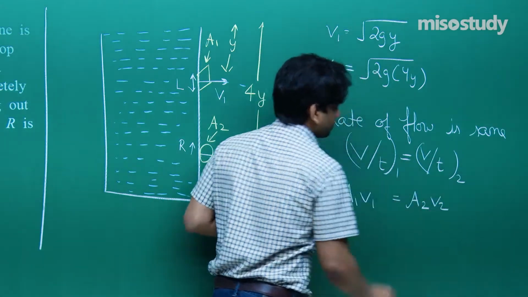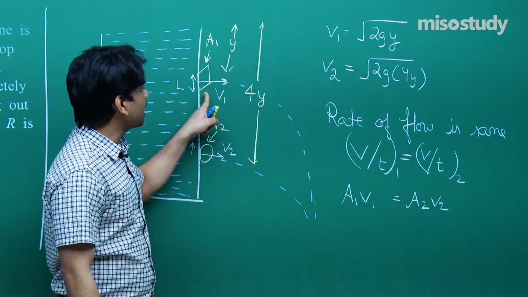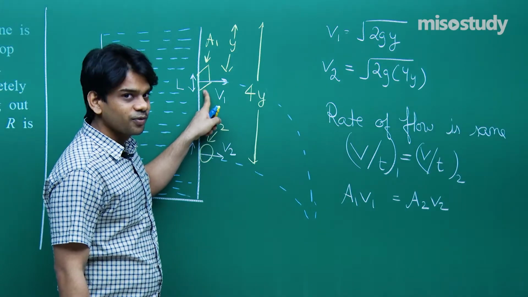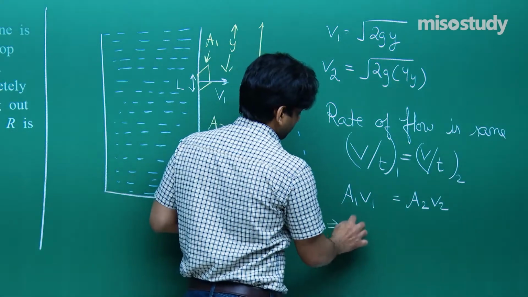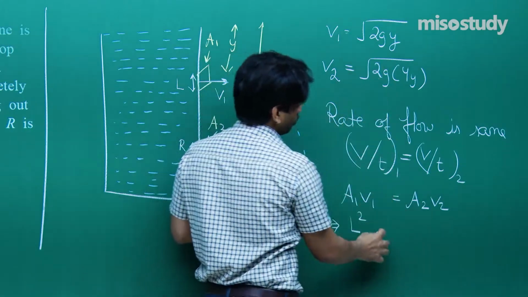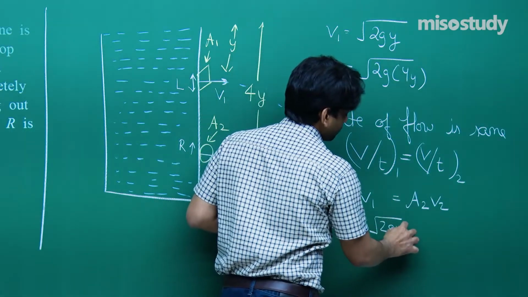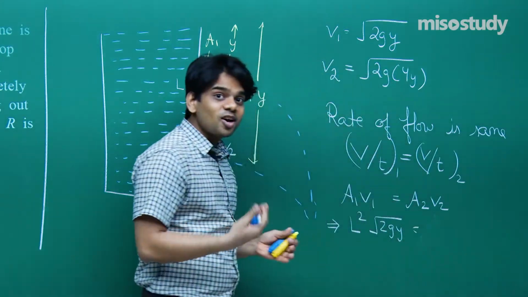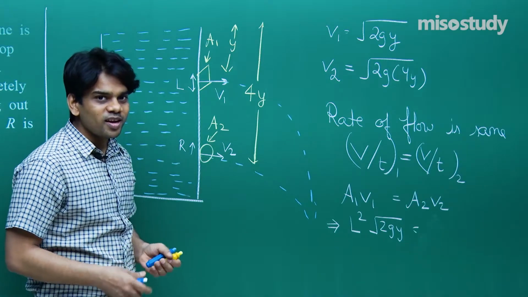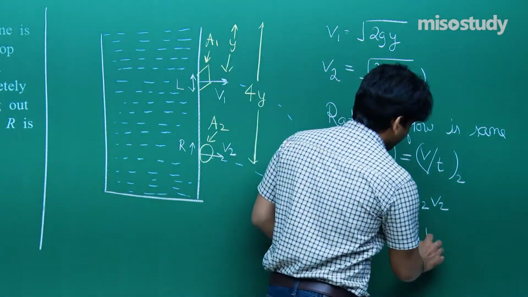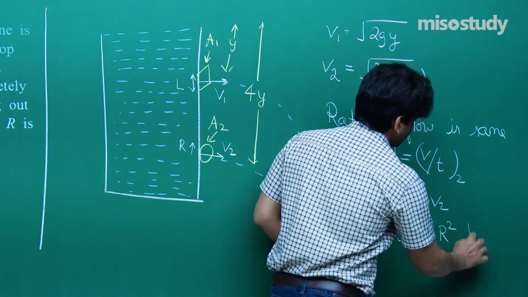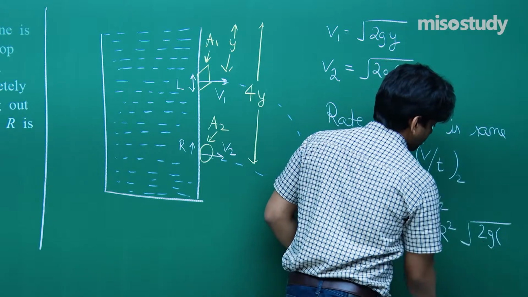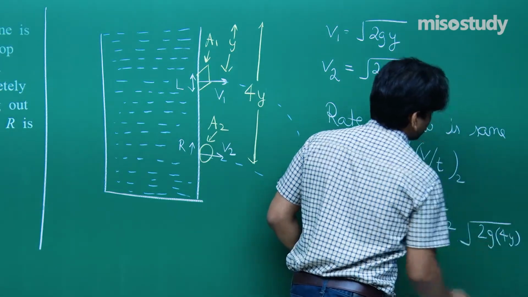A2 V2, because volume rate of flow is same. So A1 into V1. Area of the first hole will be L square, and V1 we have written as under root 2 Gy. For A2, the second hole is a circular hole, you can make out. So area will be pi r square. Let us write here pi r square and under root 2G into 4y.